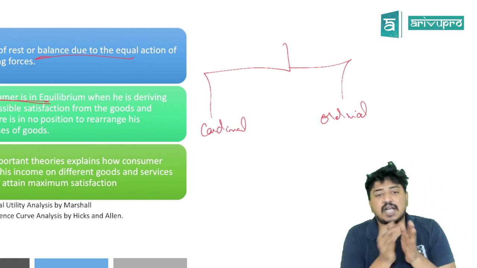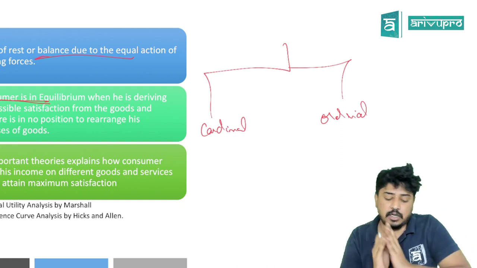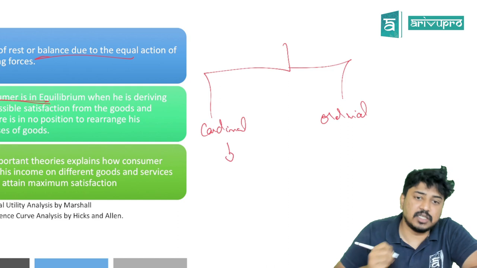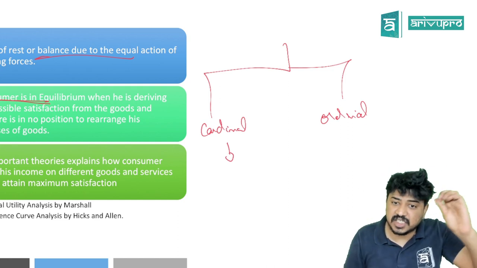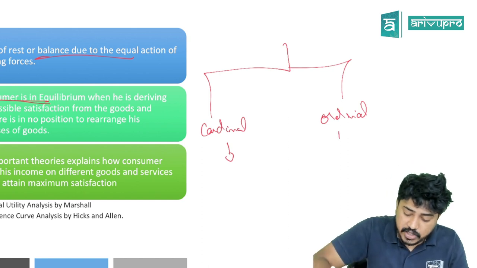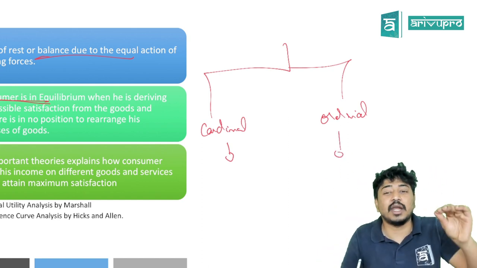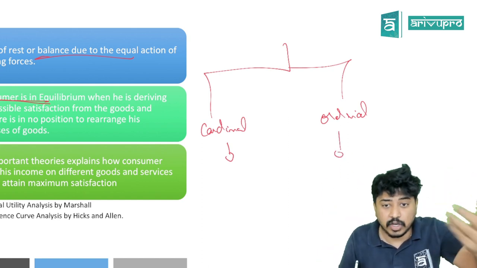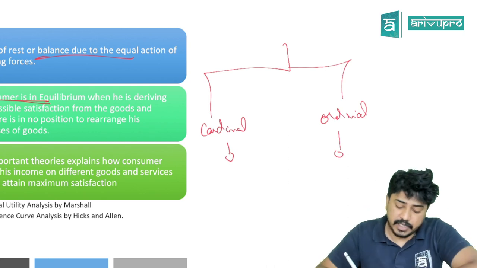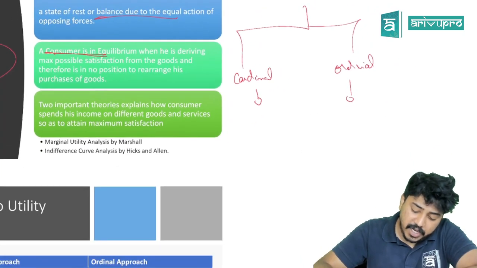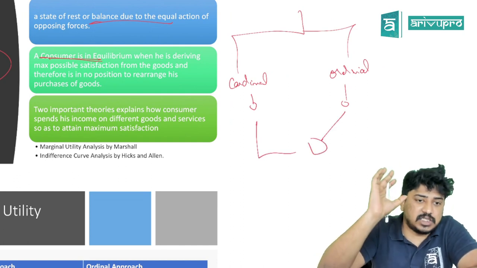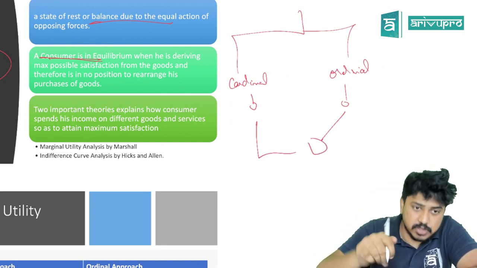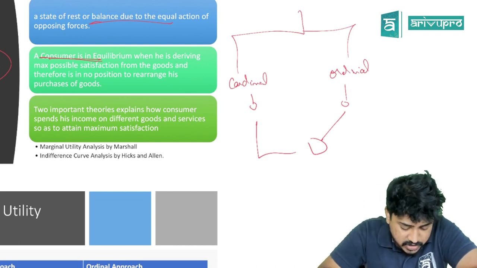One is the cardinal method, one is the ordinal method. What does the cardinal method say? You can measure utility, whereas ordinal says you cannot measure; you can only give preferences or ranks. That is what they said. And in both methods, how are they going to achieve maximum satisfaction with their given income is what we are going to study as a concept.